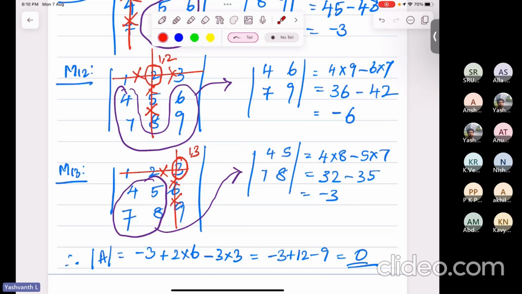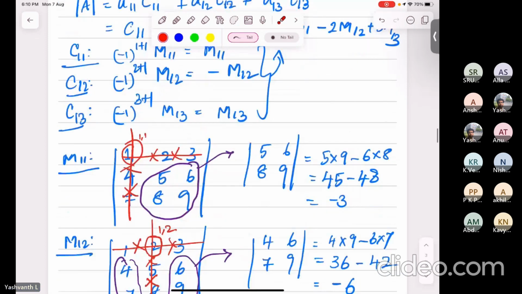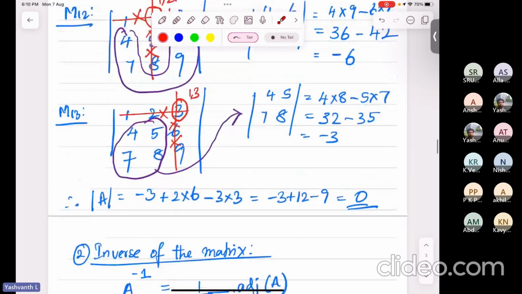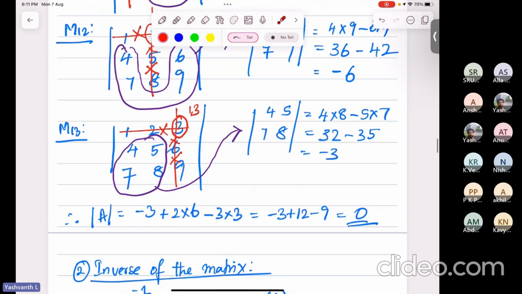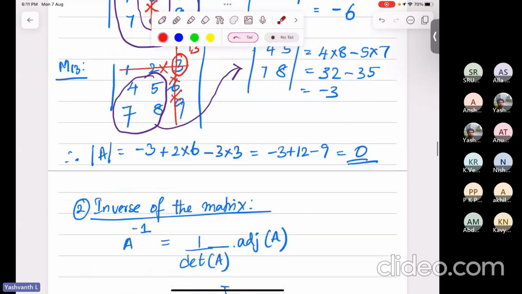Now substitute these values for M11, M12, and M13 in this expression for det of A. By substituting, you can show the determinant becomes 0. It's just a coincidence that the determinant is 0; in general, the determinant can be any scalar value. It can even be a complex value. If the matrix is complex as well, the determinant can be complex. Okay, so this is really about the determinant.